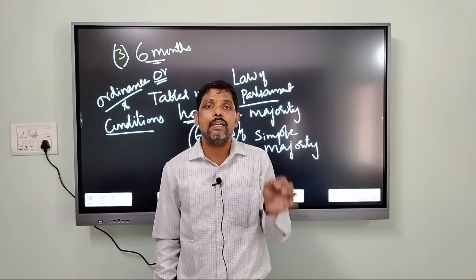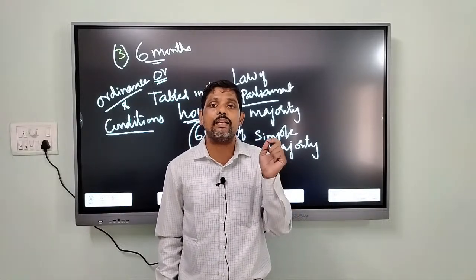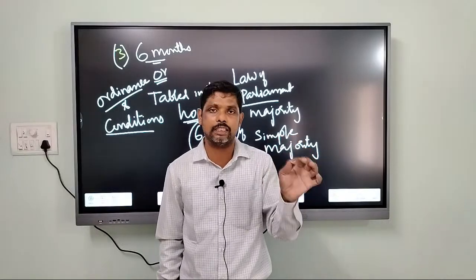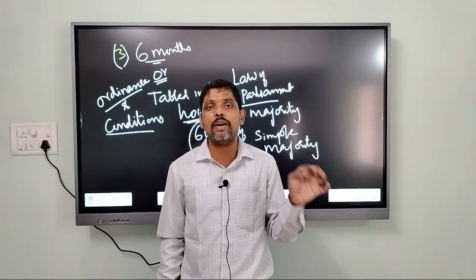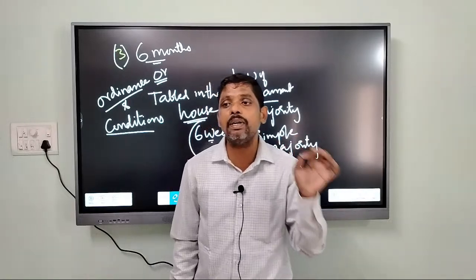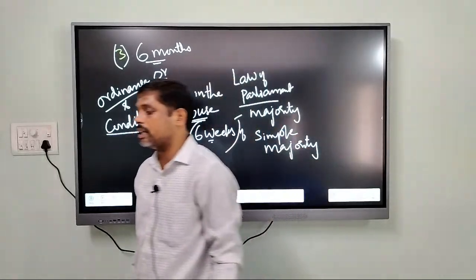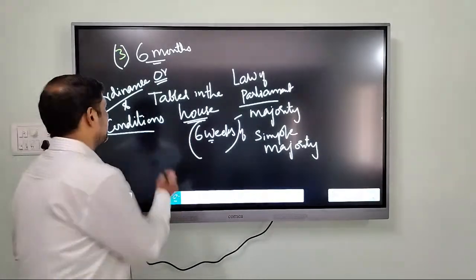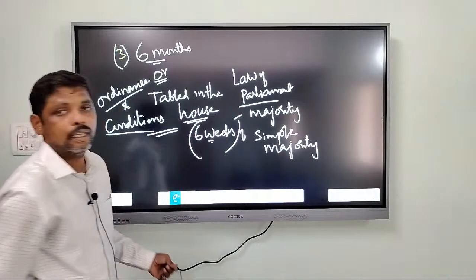But here this ordinance should be passed within a period of 6 weeks. And the majority that is required to pass the ordinance is simple majority. Okay. Alright.